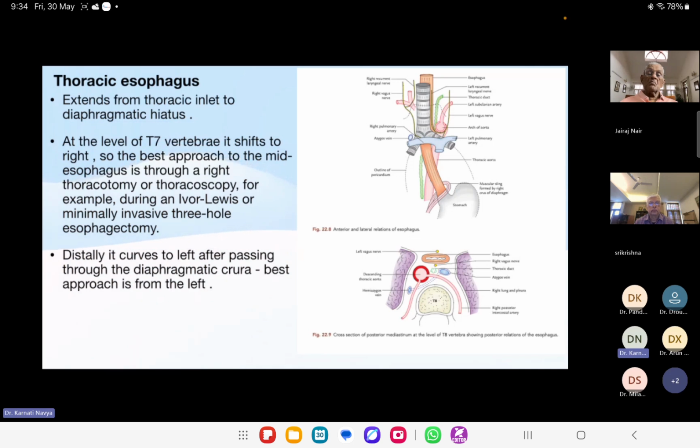On the right side, the picture shows the relations of the thoracic esophagus in the proximal part of the thoracic esophagus, the anterior and lateral relations. Anteriorly, it is by the bifurcation of the trachea, the right pulmonary trunk, the left principal bronchus, and the azygous vein. Whereas posteriorly, it is by the arch of aorta, descending thoracic aorta, hemiazygous vein, the thoracic duct, and the right vagus nerve, and the right lung in the pleura, and the right posterior intercostal artery.